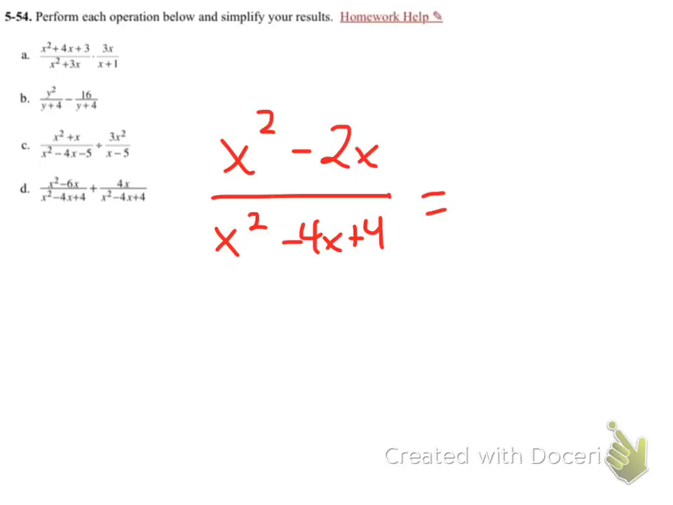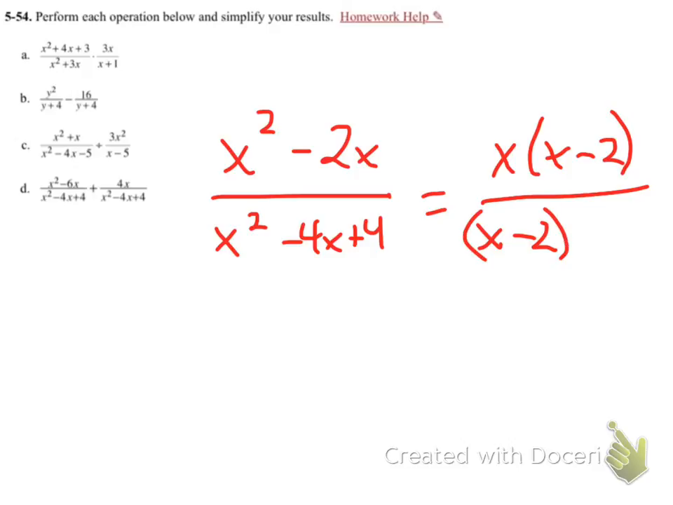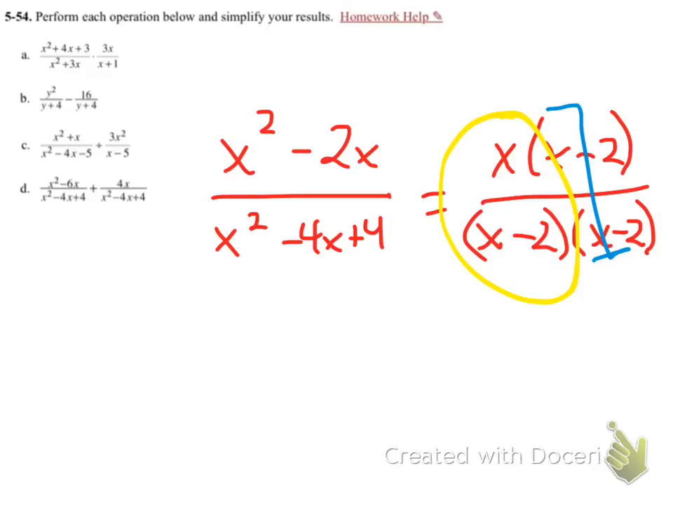Now I want to factor, if I can, my numerator, just like in the previous problems here. I can factor that into x times x minus 2. And the denominator, I can factor that into x minus 2 squared, or x minus 2 times x minus 2. I wrote them separately just so we can see the giant 1 I'm making here, and I can see what's left. So I have x divided by x minus 2.